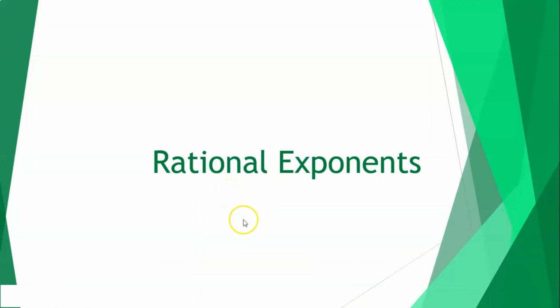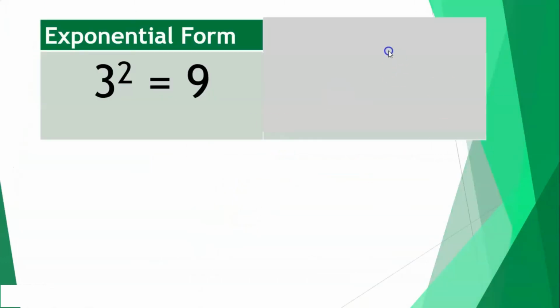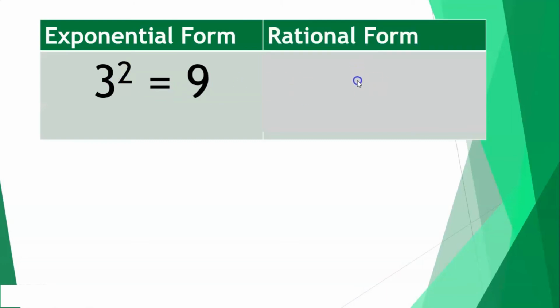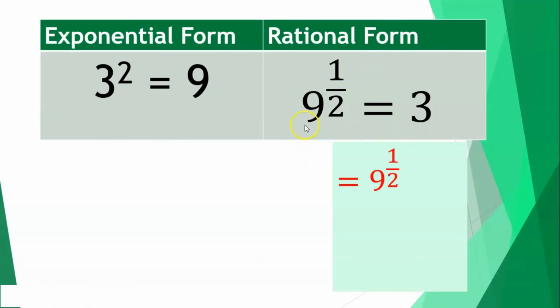Okay, so let's have this one, rational exponents. So take note, in exponential form, 3 to the power of 2 is equivalent to 9. In rational form, reversing this, we will have 9 to the power of 1/2 is equal to 3. So how come it's like this? So take note, 9 to the power of 1/2. Take note, the denominator here is 2. So we have to rewrite 9 here to the base of 2 so that we can cancel.